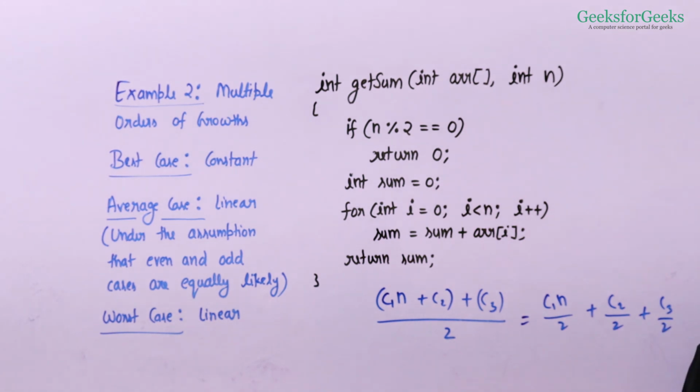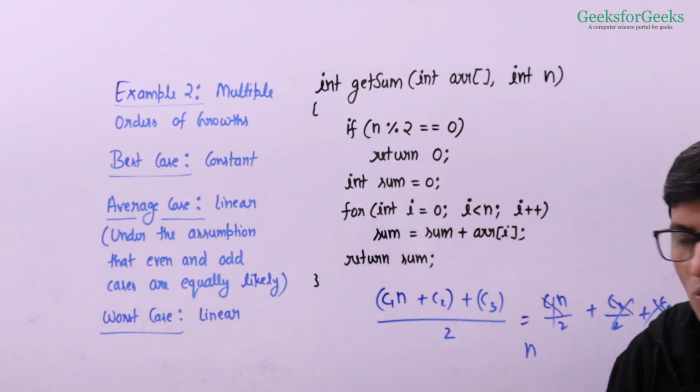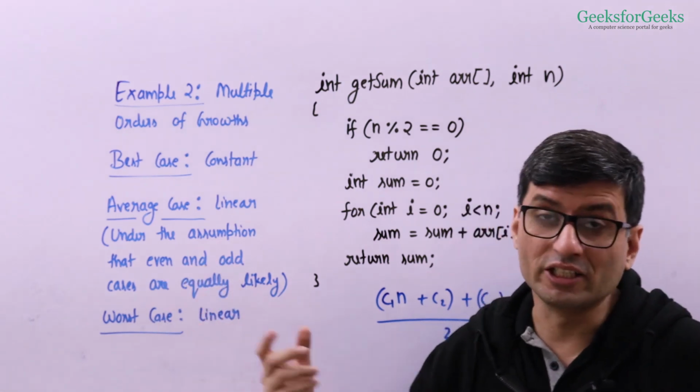So C1, C2, C3 are some constants. We can ignore them. These are lower order terms. We can ignore the constants of the leading term as well. So we get n again. So the order of growth in average case is linear.